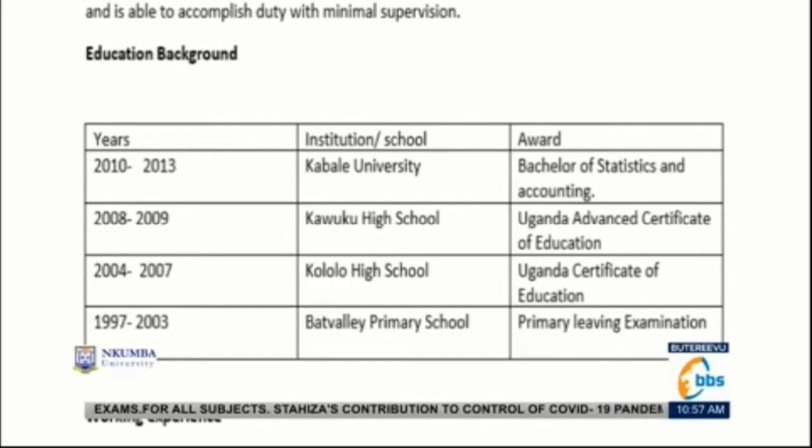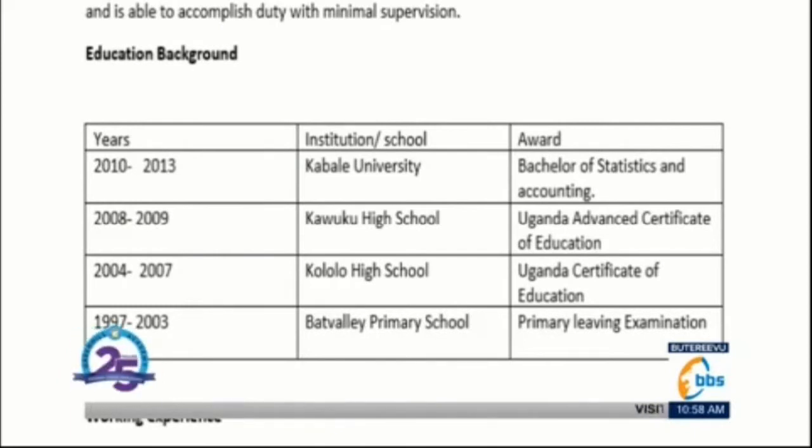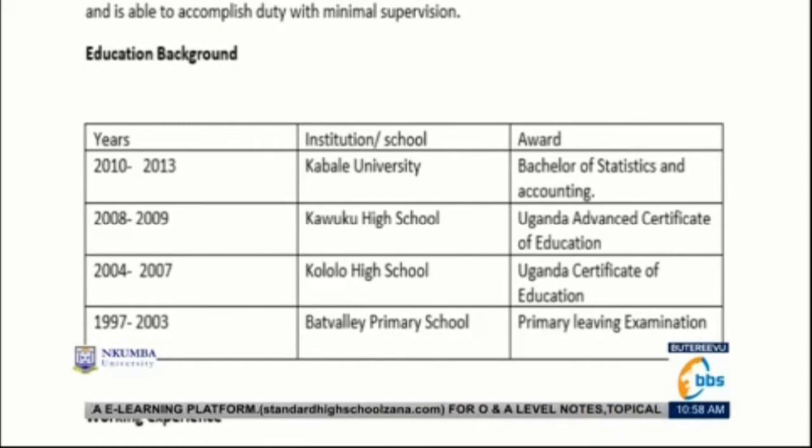I know many learners will find this very long and they would want to shorten it. Please do not shorten. Do not write them in abbreviations. Write them in full as I have written them on the screen, as you see. So we go below and see from 2004 to 2007, Obiaga Conrad James went to Kolo High School. And what did he get there? He got the Uganda Certificate of Education. That is the level of senior four. And then we look at his primary level. Where did he go from 1997 to 2003? He went to Batvade Primary School. And then he got the Primary Leaving Examination certificate. It was not indicated there. So that is what he achieved there.